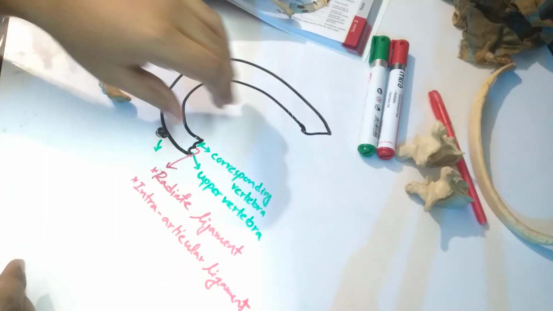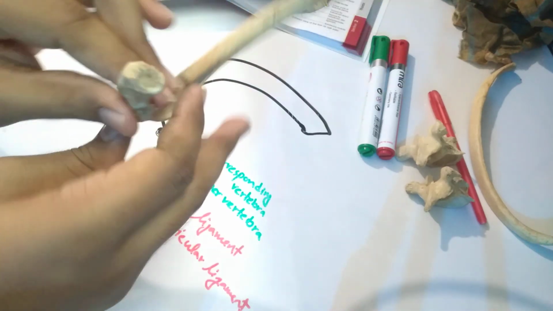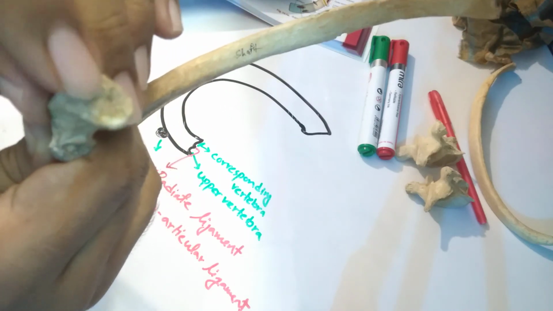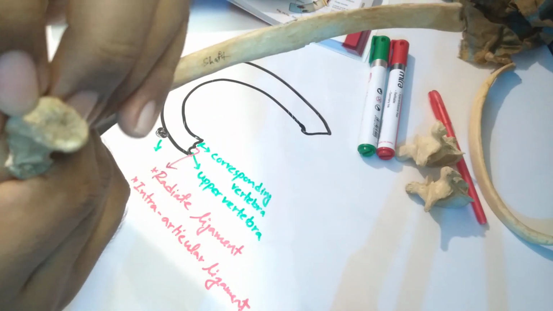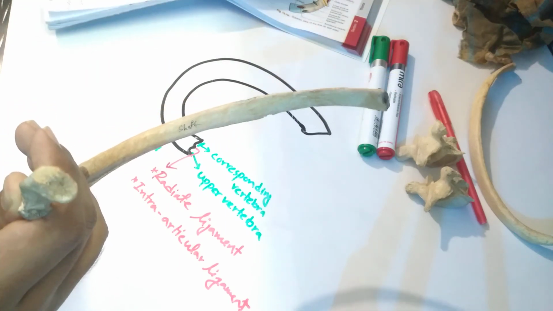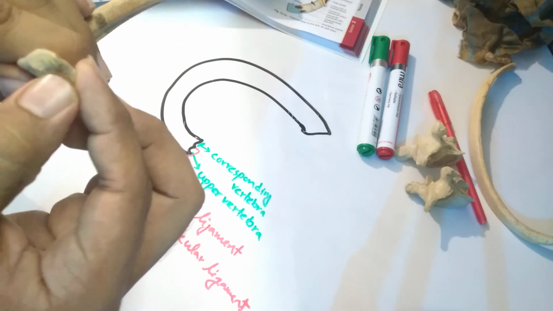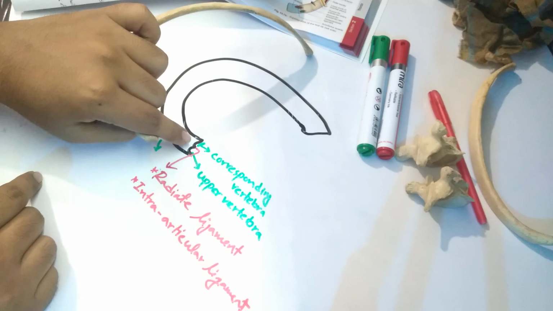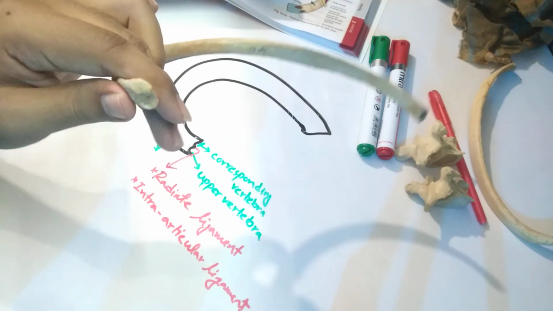Then here is a crest. That crest divides these two facets, the inferior facet and the superior facet. And here is a muscle attachment, that is the radiate ligament. Here is the attachment of the radiate ligament. And here the intra-articular ligament is also attached.